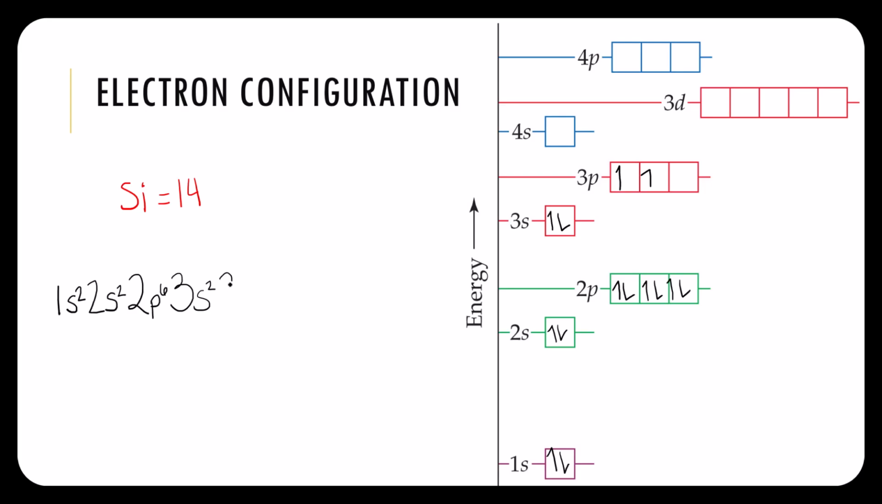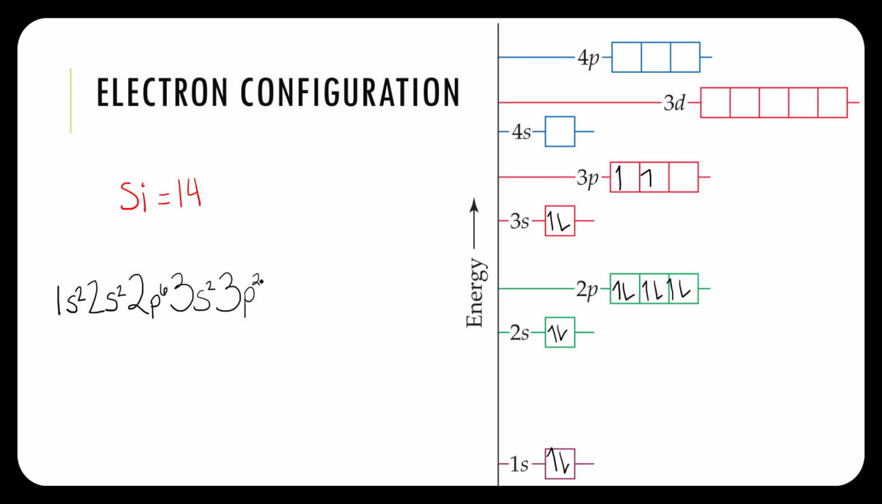And then the last place was 3p. Now, p can hold up to 6 electrons, but for this particular element, we only put 2 into that 3p orbital. That's where we ran out. So that's exactly what we're going to say. We put 2. Okay. So this is the electron configuration for silicon. We would read it as 1s2, 2s2, 2p6, 3s2, 3p2.